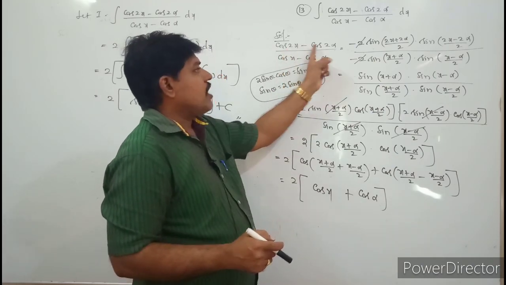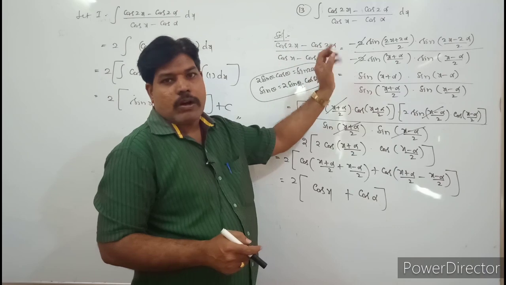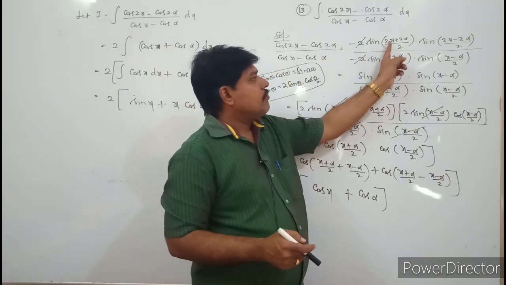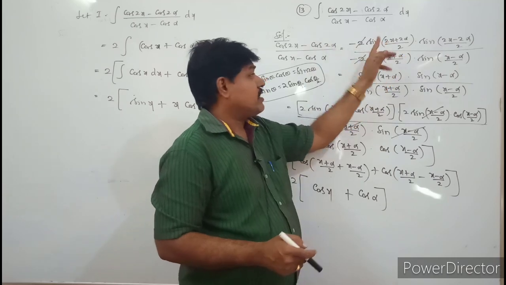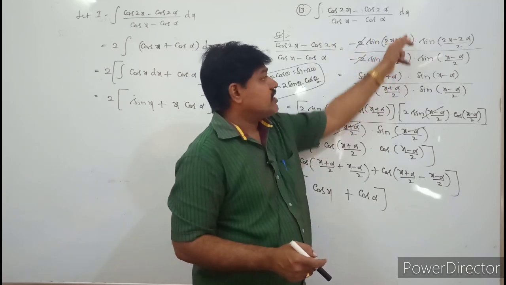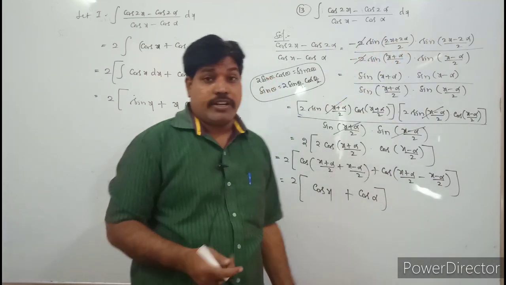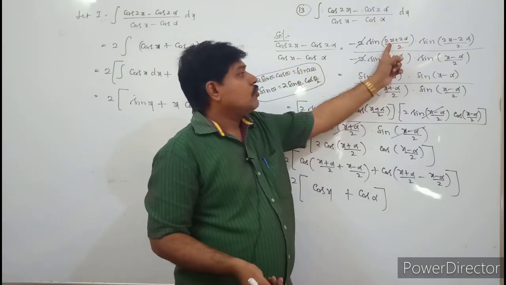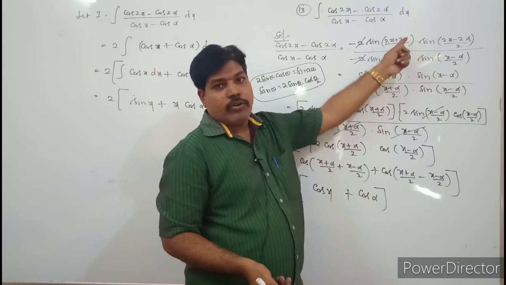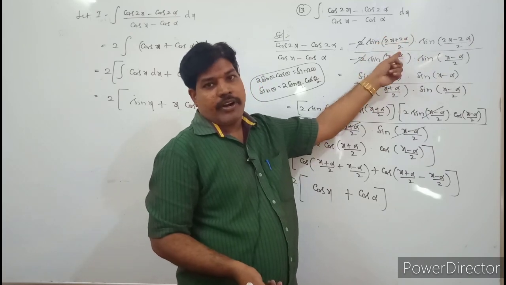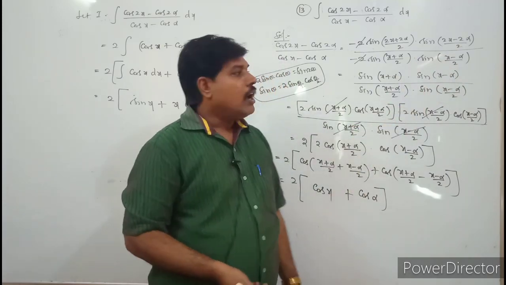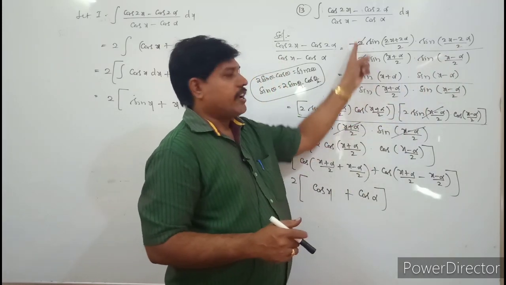First one, cos C minus cos D. The cos C minus cos D formula is minus 2 into sine of C plus D by 2 into sine of C minus D by 2. In the denominator it is also the same formula. So in the numerator, 2x plus 2 alpha by 2, take the 2 common and cancel the denominator. It will become x plus alpha. That is the same, x minus alpha. After getting this value, you can cancel the minus 2 also.